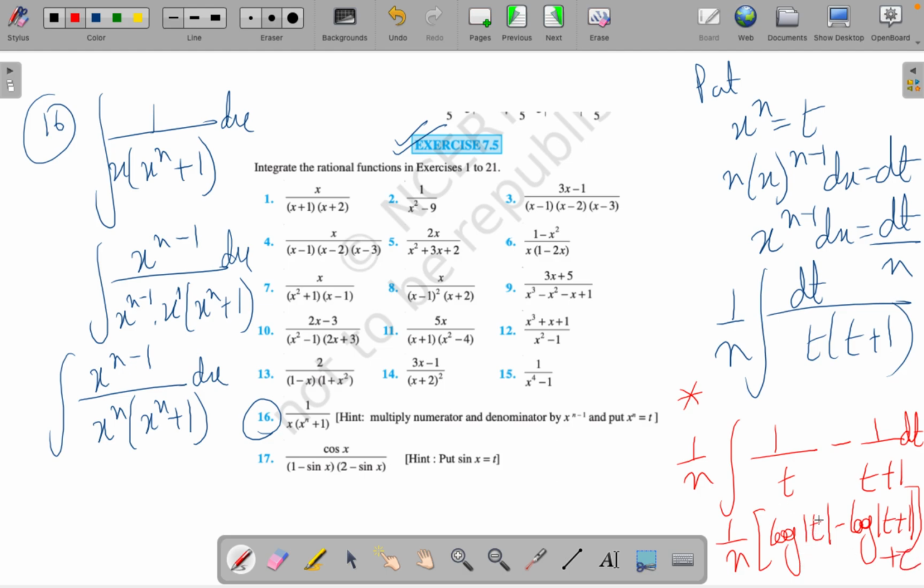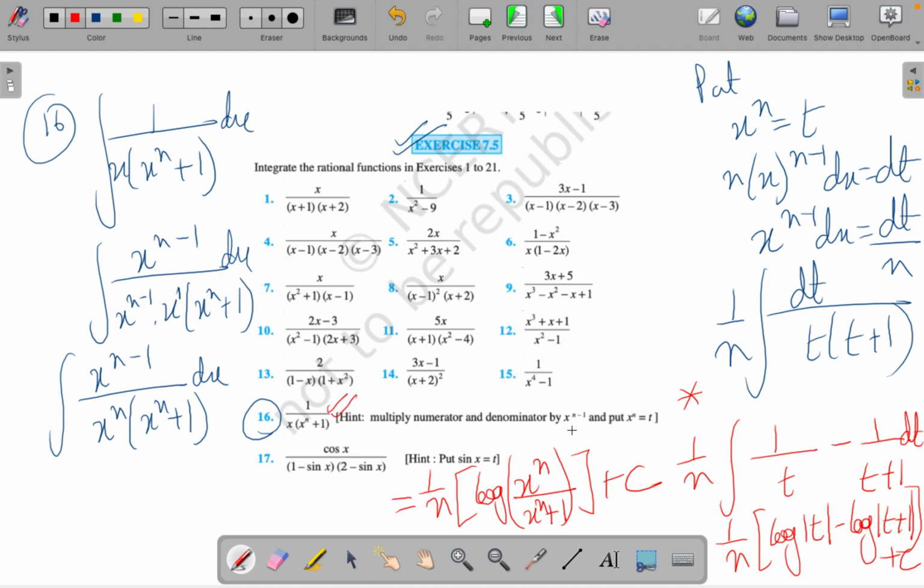I told you to get the final answer, you have to replace the value of t. So t was, children, x to the power n. I can use the properties of log. In log, when minus comes between the terms, they get divided, right? So this is my final answer, where you can see that the question is in x and the answer is also in x.